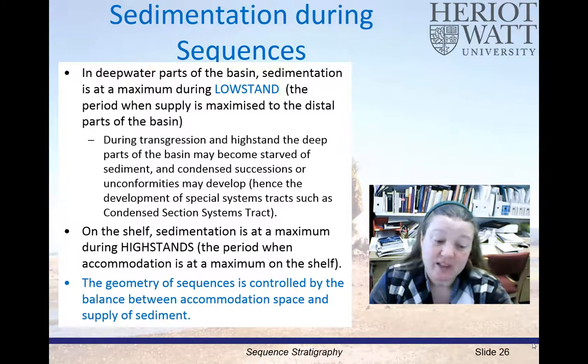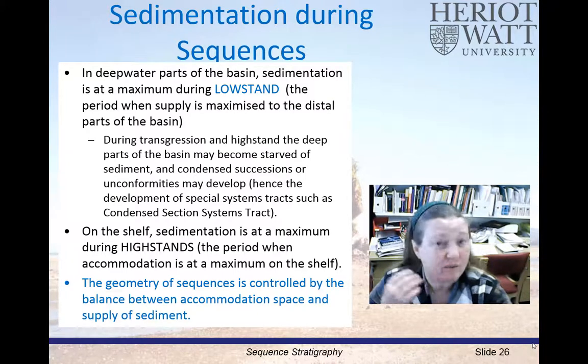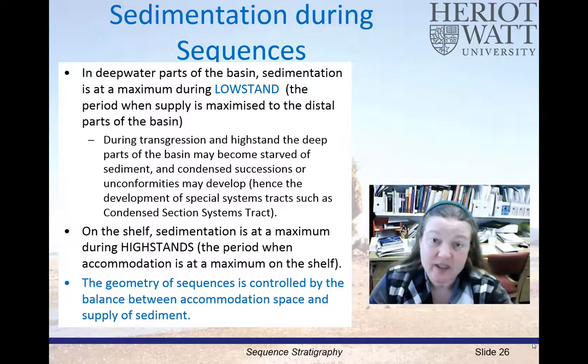On the shelf, obviously, sedimentation is at a maximum during transgression and high stand, and erosion will be taking place during low stand. The actual geometry of the sequence is controlled by the balance between the accommodation space and the supply of the sediment, as well as factors like tidal range, storm strength, original shelf shape, current activity, and of course local tectonics. These factors of course may change along the strike, so that sequences may appear different in shape depending on where in the margin they have been deposited, despite being created by the same variations in sea level.